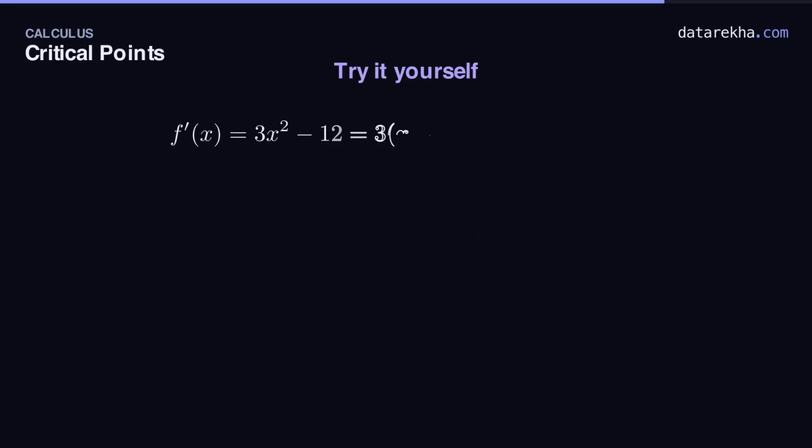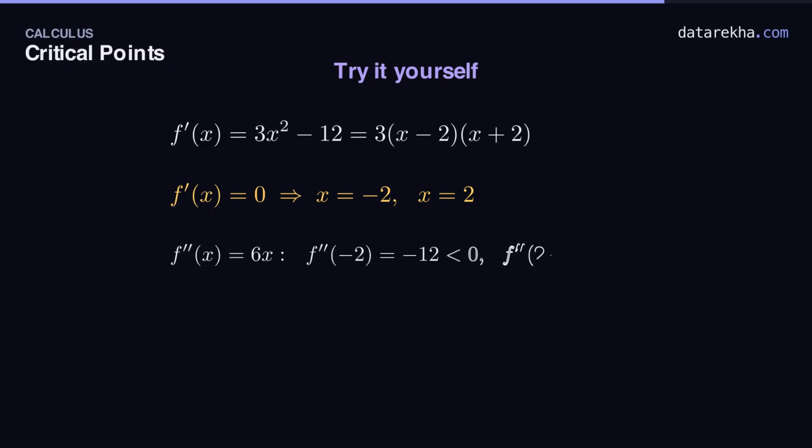The derivative is 3x squared minus 12, which factors as 3 times x minus 2 times x plus 2. So the critical points are x equals minus 2 and x equals plus 2. The second derivative is 6x. At minus 2, it's minus 12, negative, a local maximum. At plus 2, it's 12, positive, a local minimum. Plug in the values. f of minus 2 is minus 8 plus 24, 16. The maximum at minus 2, 16. And f of 2 is 8 minus 24, minus 16. If your peak and valley match those, you've got it.